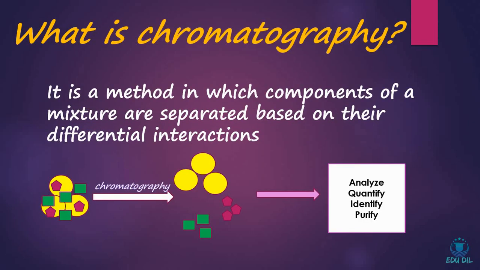Chromatography is a method in which components of a mixture are separated based on their differential interactions. If you are given a mixture of components, assume there are circles, squares, pentagons, a 3-component system. If you need to separate them out, you can use this technique, which is called chromatography. After the separation of each and every component, you can use them to analyze, quantify, identify, or even purify the separated components.